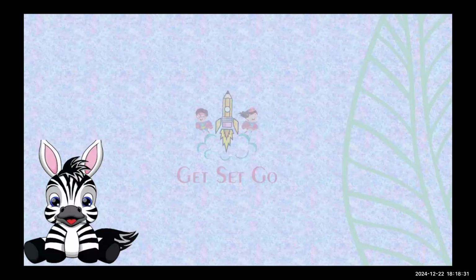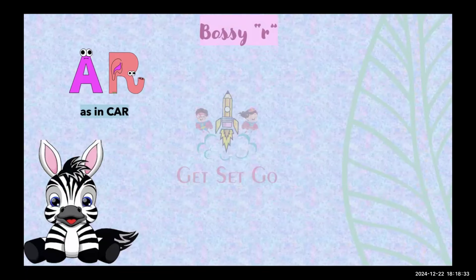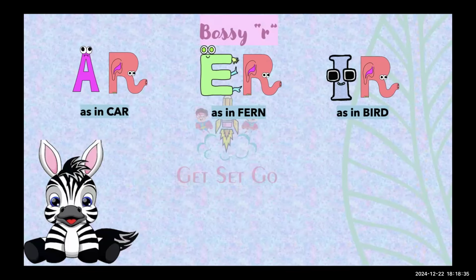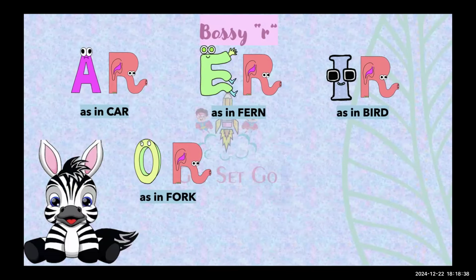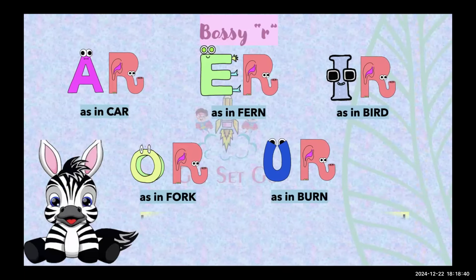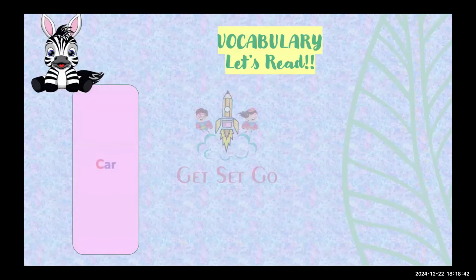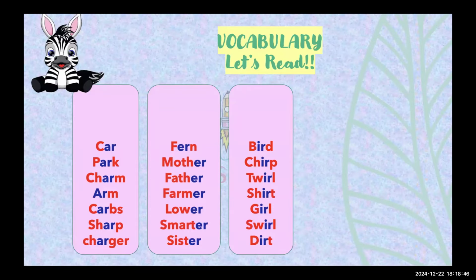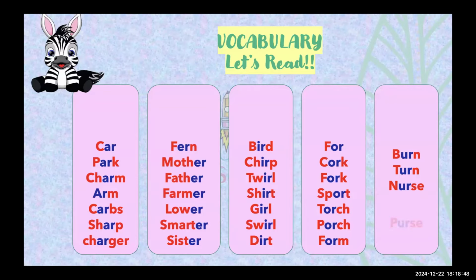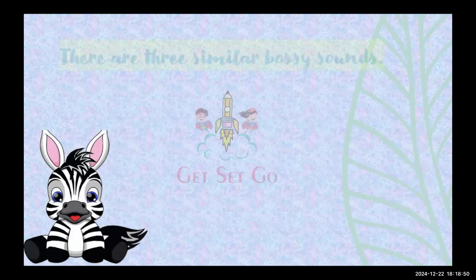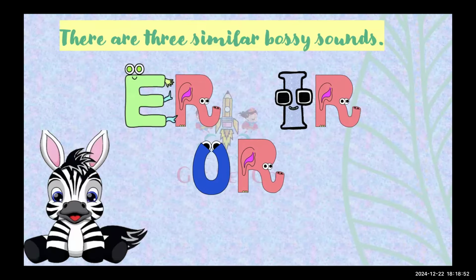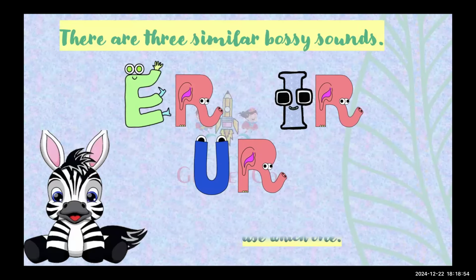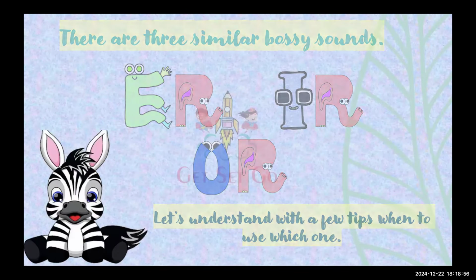13th rule is the Bossy R rule, a very well explained rule. First there is a recap, because children might forget what Bossy R is. So a little recap of Bossy R here, the sounds. Then you have the vocabulary also, so that they can see these sounds in the words first. Then you get to the next slide where these three sounds are the most confused sounds. So how to explain these? Let's understand with a few tips.